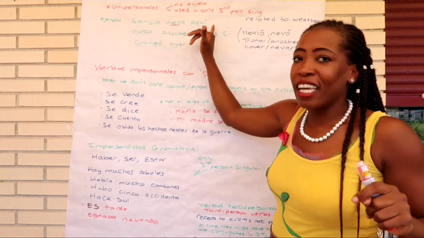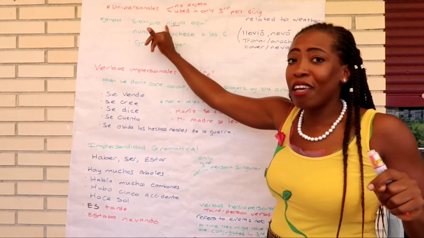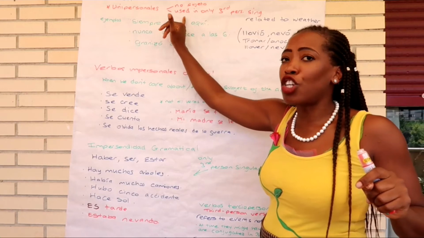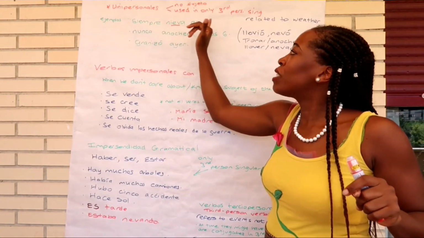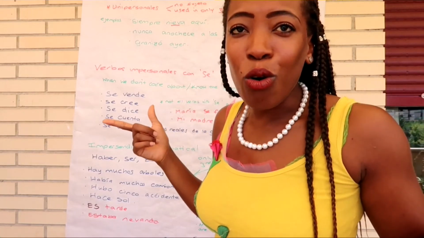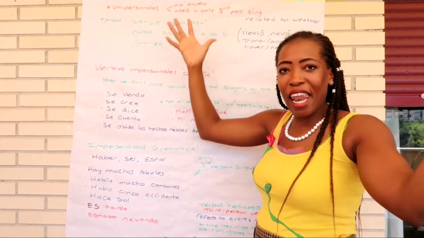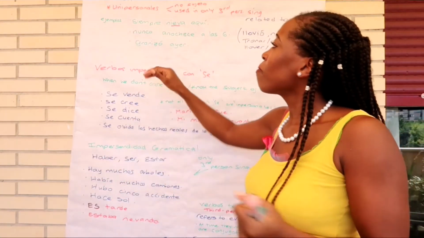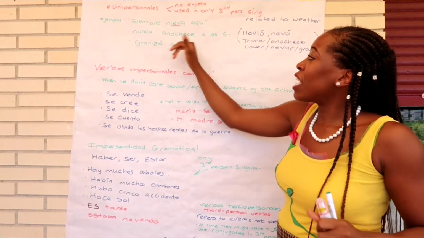Siempre nieva aquí. So the verb nevar, which is to snow, it always snows here. Okay? I don't snow. You don't snow. It snows. It's something that happens. It snows. Okay? So nunca anochece.